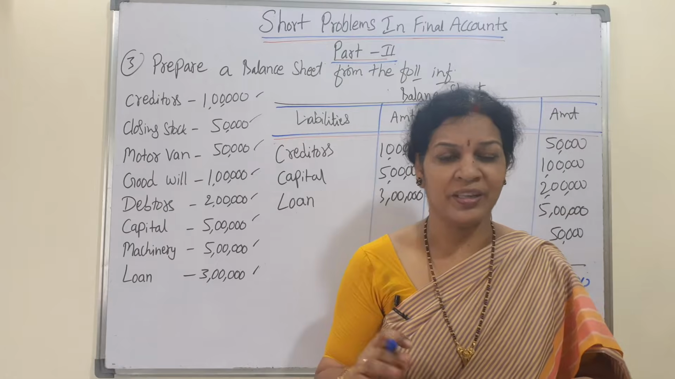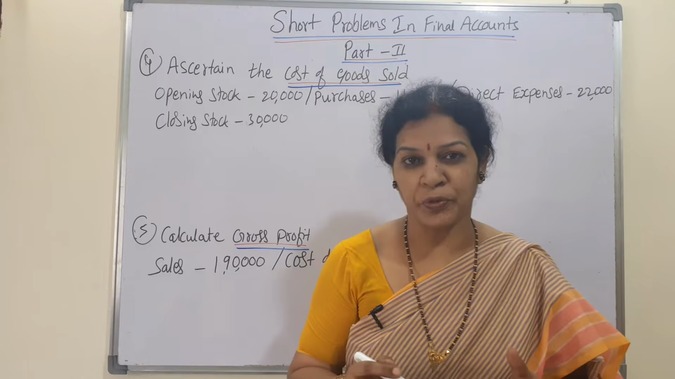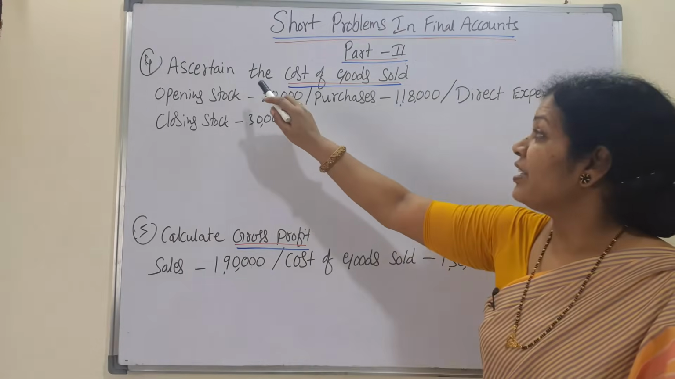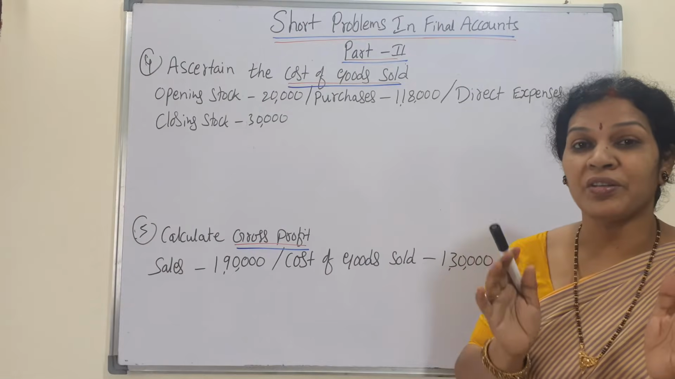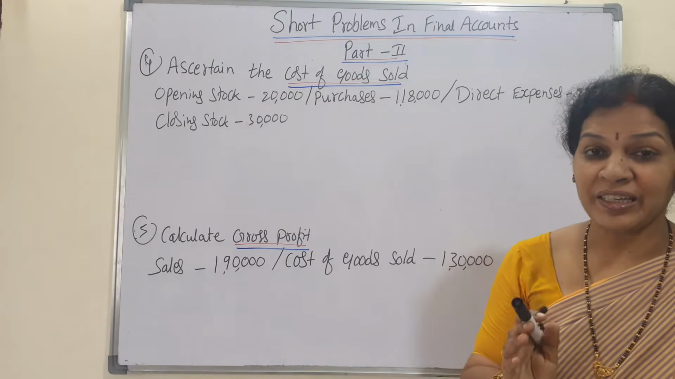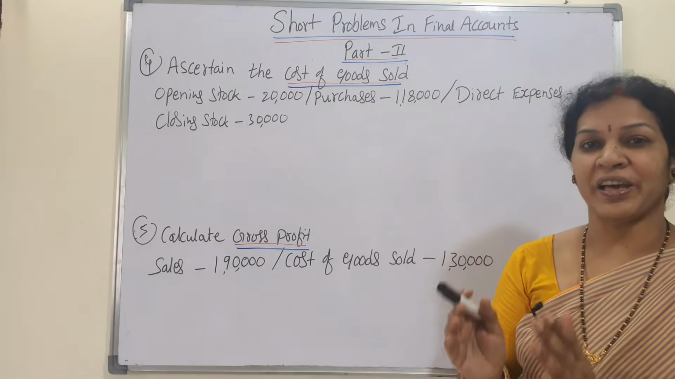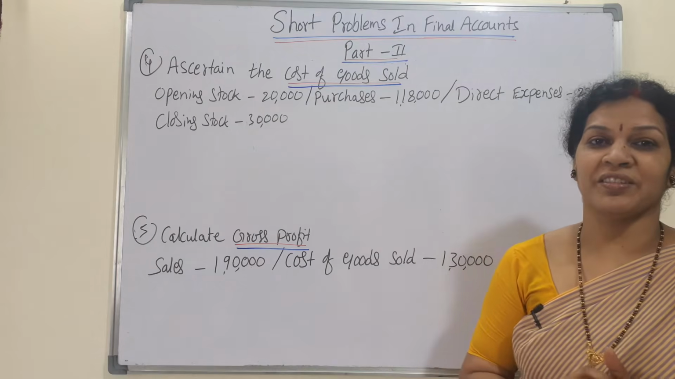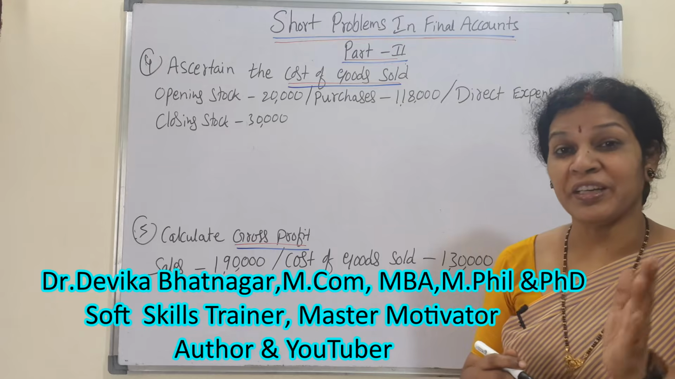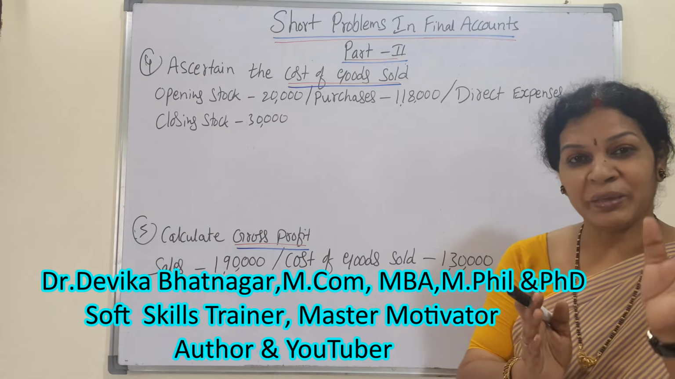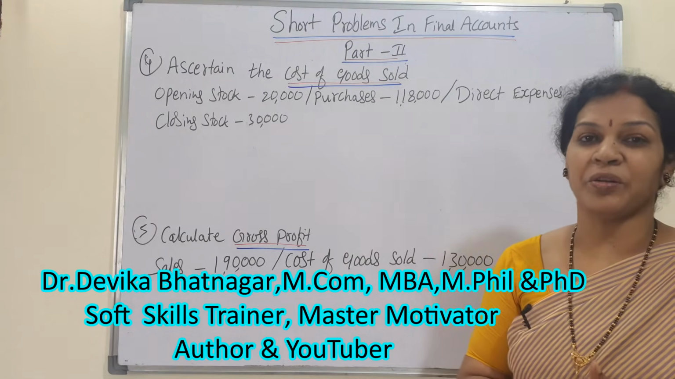Let's take a small break and we'll continue with the 4th problem. Now coming to the 4th problem, what is it asking here? Ascertain the cost of goods sold. At what cost have we sold the goods? For that there is a formula. Opening stock plus purchases plus direct expenses minus closing stock gives the cost of goods sold. Simple way to remember: when you prepare the trading account, take the debit side items minus the credit side items other than sales. So that you get the cost of goods sold.